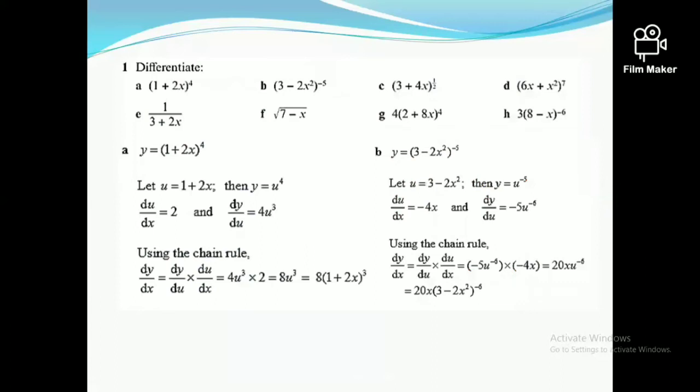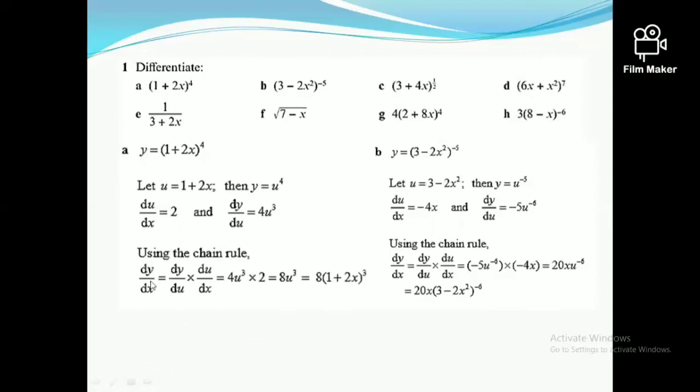Let's try to verify from these examples. We need to differentiate and find dy by dx for (1 plus 2x) to the power 4. Initially, I'll take 1 plus 2x as u. Then du by dx equals 2. Then y turns into u to the power 4. Then dy by du becomes 4u to the power 3.